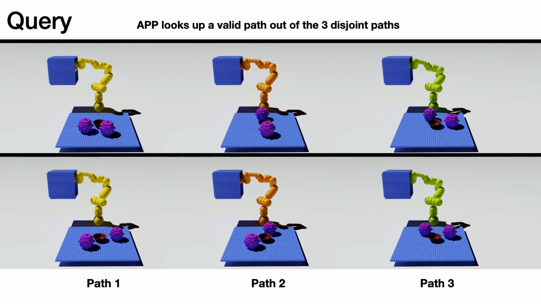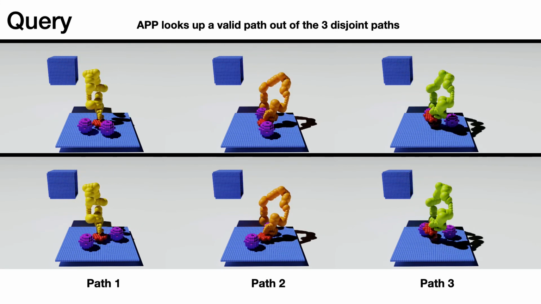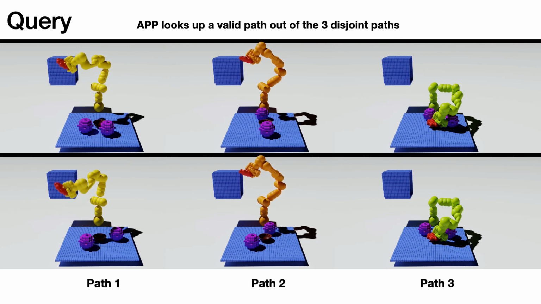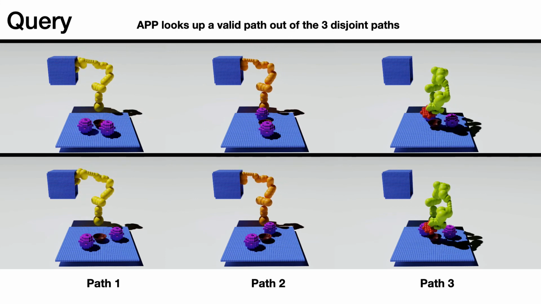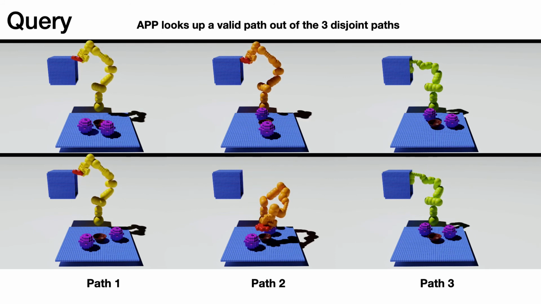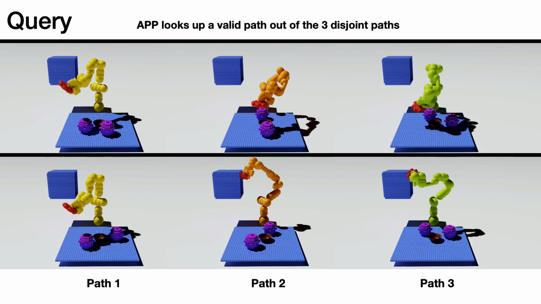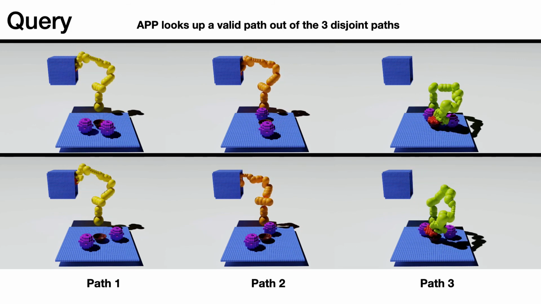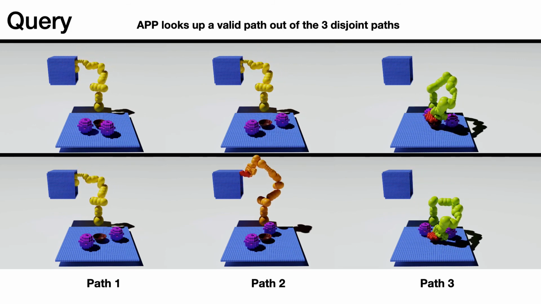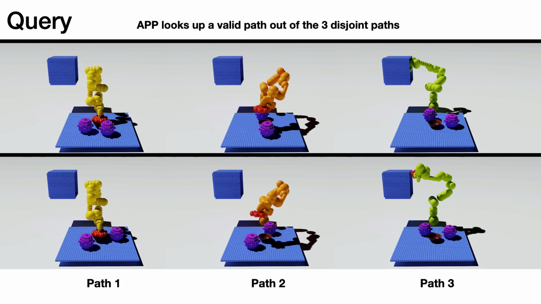In the query stage, APP looks up the valid path from a set of pre-computed paths using the obstacle positions stored in the envelopes. The path whose envelope does not contain any of the queried obstacle positions is selected and is guaranteed to be collision free. The three columns in these videos show example queries for which each of the three pre-computed paths were selected by APP.